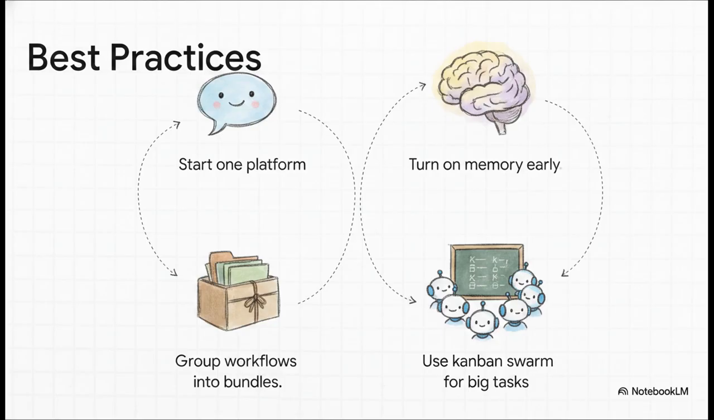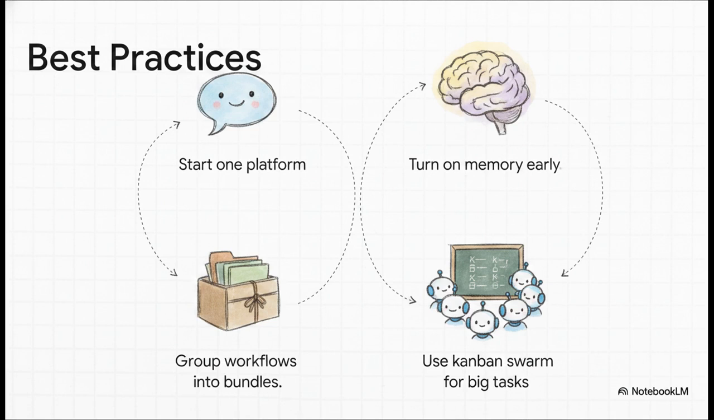Second, turn on memory immediately. The longer Hermes runs with its memory active, the smarter and more personalized it gets. Third, use skill bundles to group your workflows. If you have a writing routine that needs 4 different tools, you don't need to load them one by one. Just create a bundle and type something like /writing day to load them all instantly.